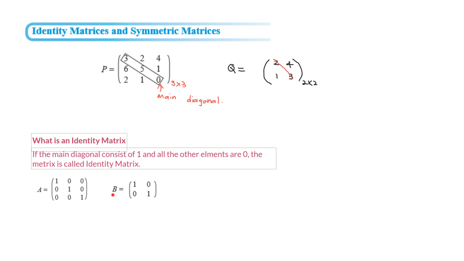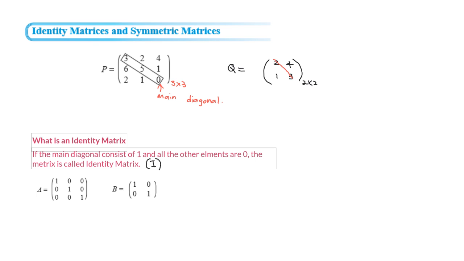And look at matrix B here, B equal 1 0 0 1. This is 2 by 2. It's also a square matrix. So this is the main diagonal. All you have are ones there and others 0. So this is also an identity matrix. We can write these identity matrices like this. Our notation is I. Identity matrix we name as I.